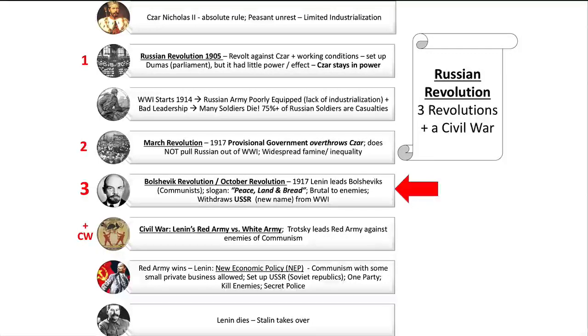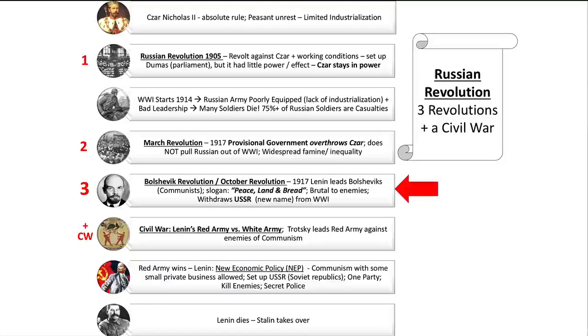So he has that. He sets up the Soviet Union. There's only one political party allowed in the Soviet Union. You are either a Bolshevik, a member of the Communist Party, or you're gone, or you're arrested. Any enemies of the state are killed. He has a secret police, very, very brutal. And so Vladimir Lenin leads the country.